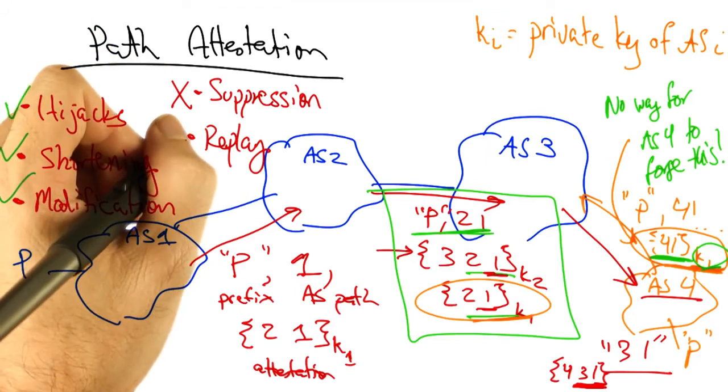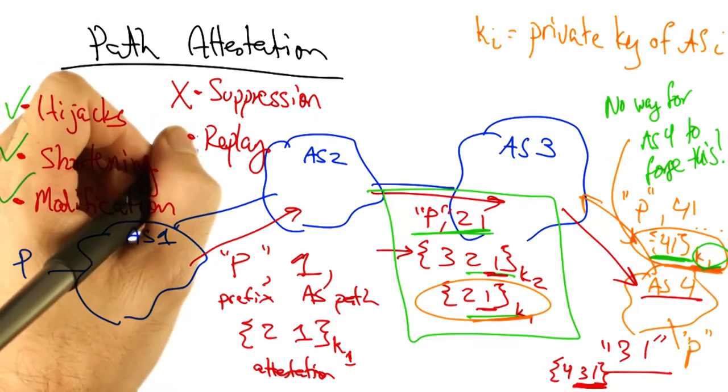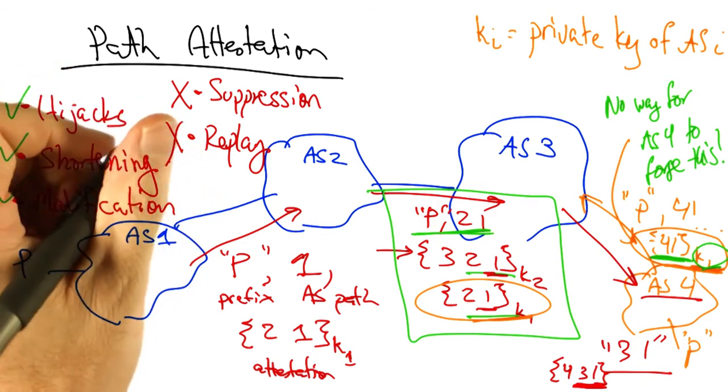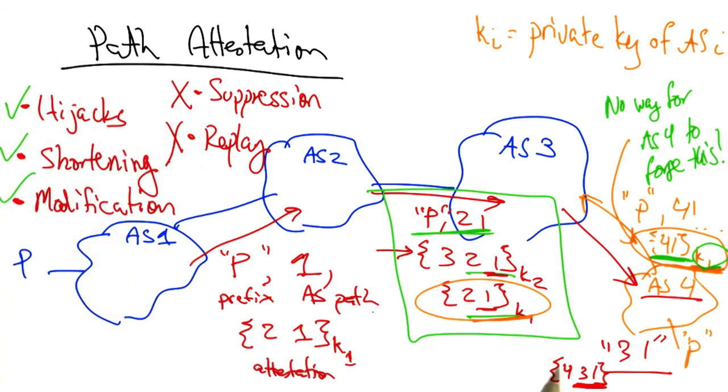Certain types of replay attacks, such as a premature re-advertisement of a withdrawn route, also cannot be defended against. And of course, there is no way to actually guarantee that the data traffic travels along the advertised AS path, which is a significant weakness of BGP that is yet to be solved by any routing protocol.